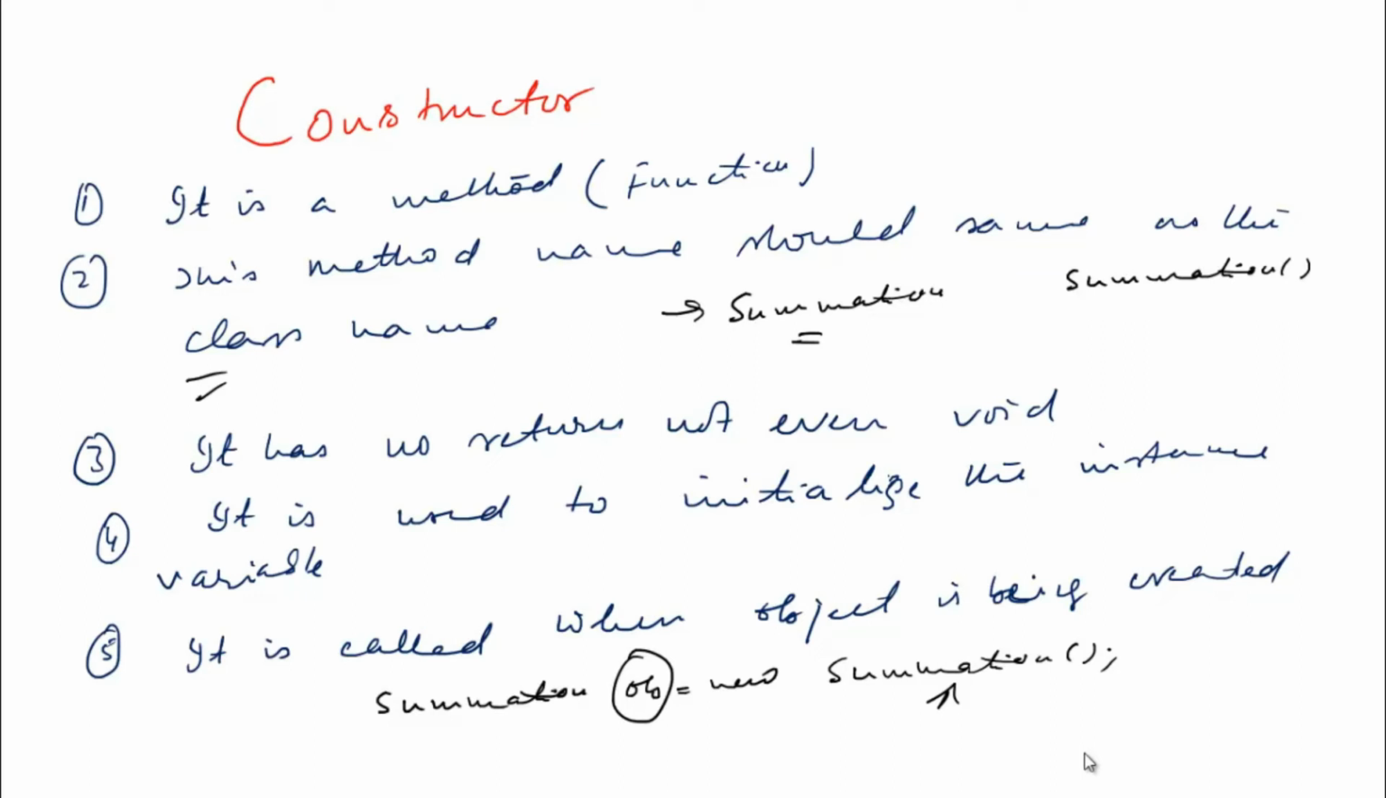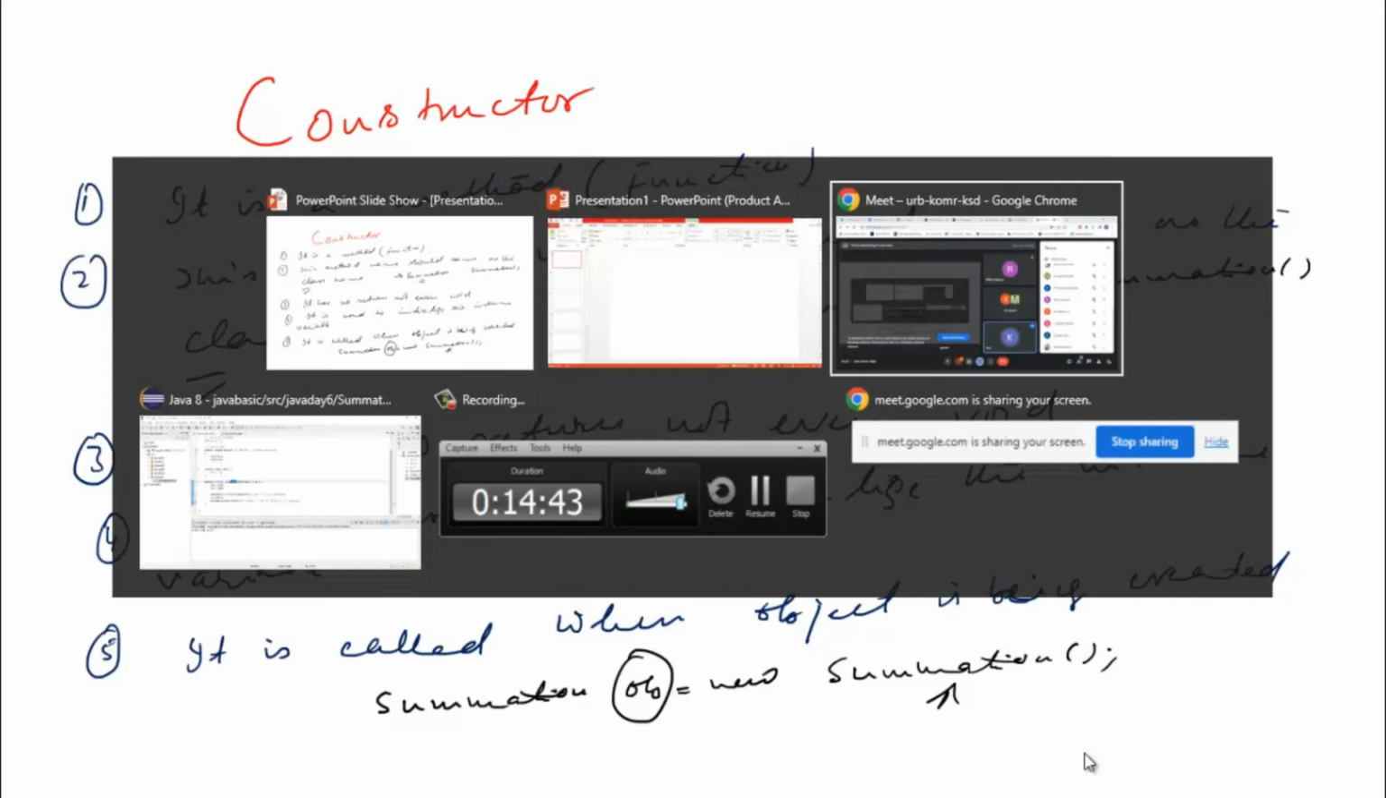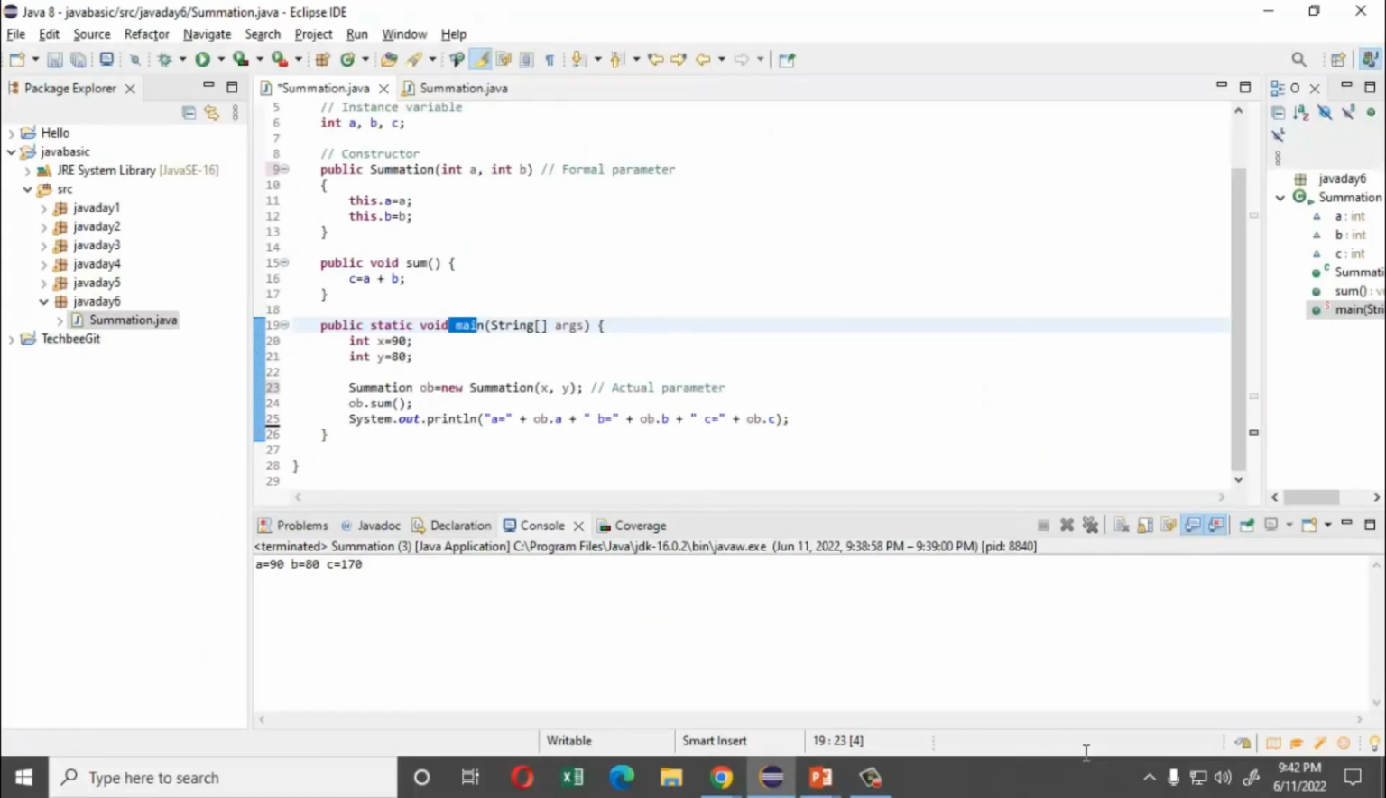Now I will take another example here. We can define two constructors in the same program. Let's say one parameterized constructor and another without a parameterized constructor. Let's define some meaningful things here.